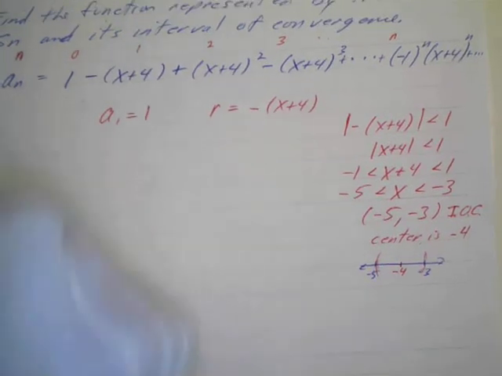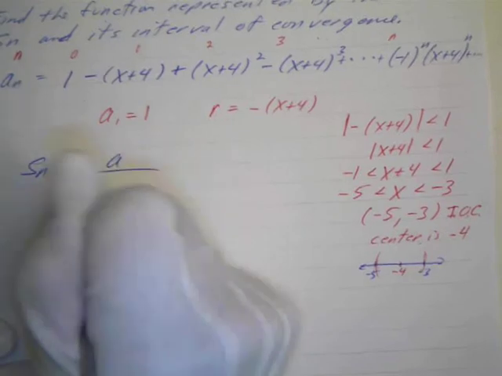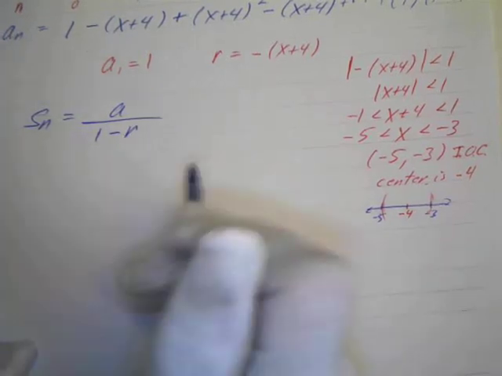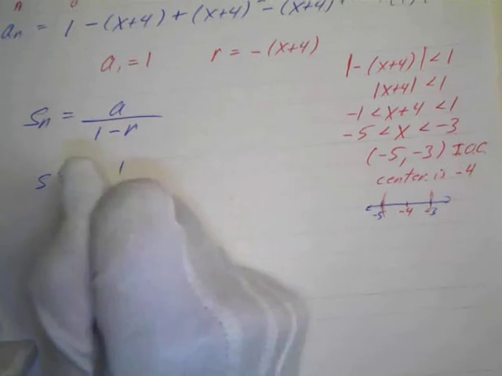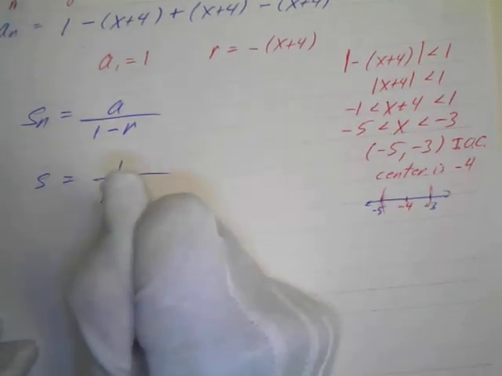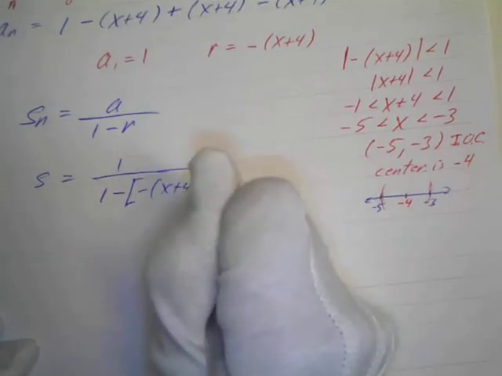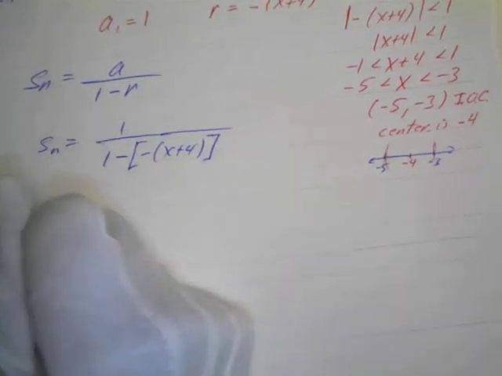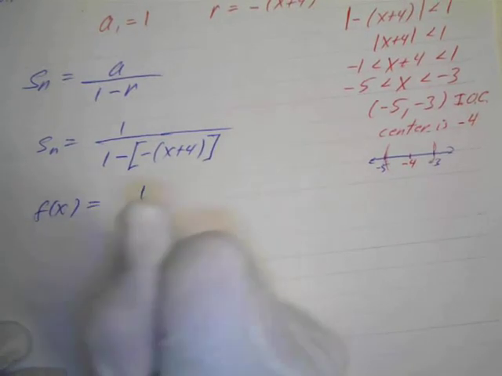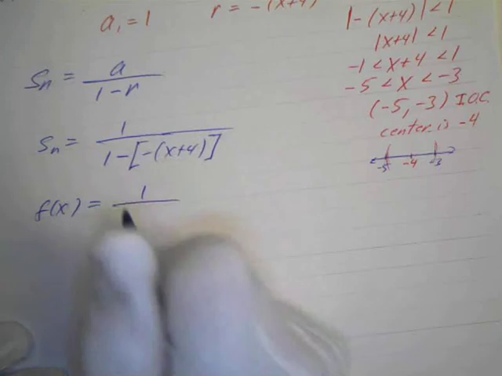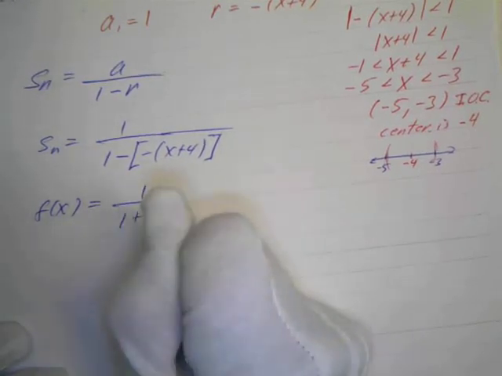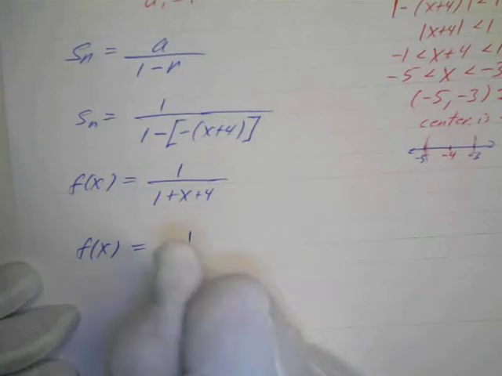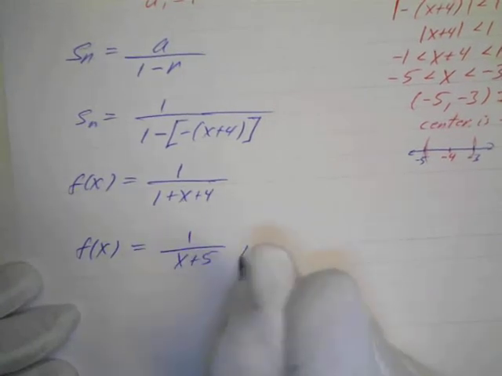So now we know that the sum of this series equals a over 1 minus r, as long as it's on the interval of convergence. So I can represent this as a, which is 1, over 1 minus r, where r is negative x plus 4. And now we have a function of x, so I could write this as F of x. A negative times a negative is positive, so it's going to be 1 over 1 plus x plus 4. So my function f of x will equal 1 over x plus 5, as long as x is in this interval.